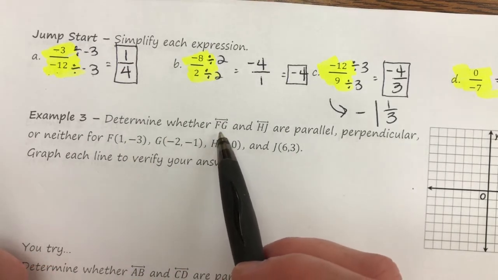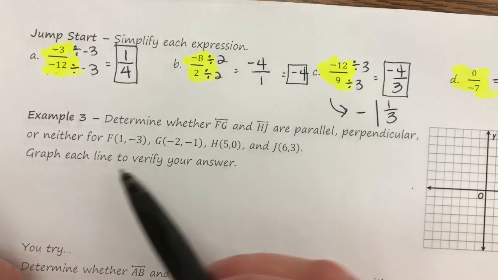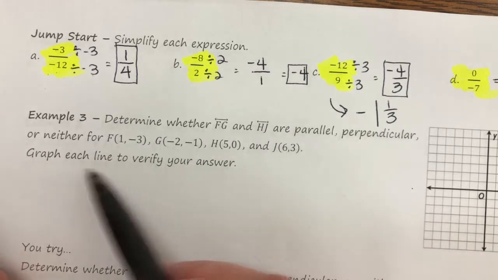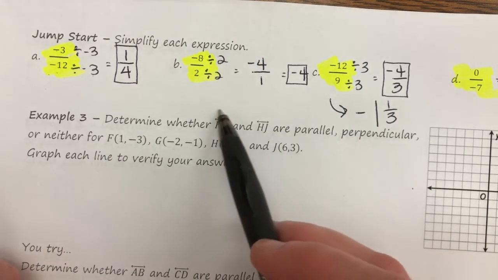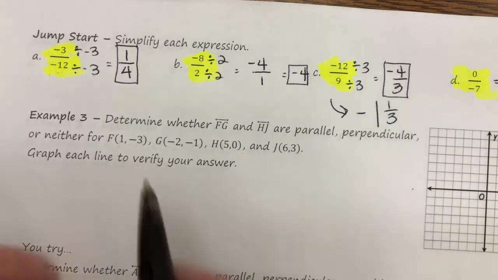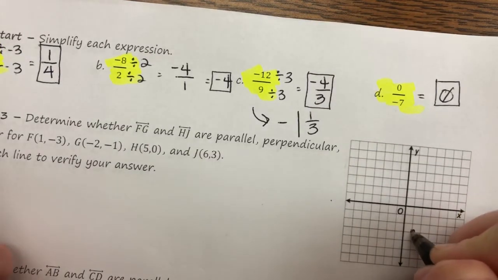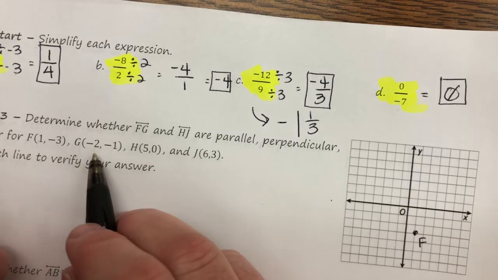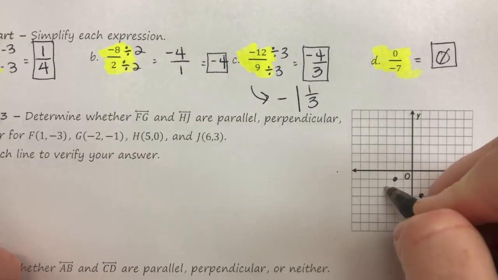Determine whether line FG and HJ are parallel, perpendicular, or neither for these points if I graph them. Graph each line to verify your answer. So line FG is our first line. So I'm going to graph that first. F is at 1, negative 3, over 1 down 3. G is at -2, -1. So back 2, down 1.